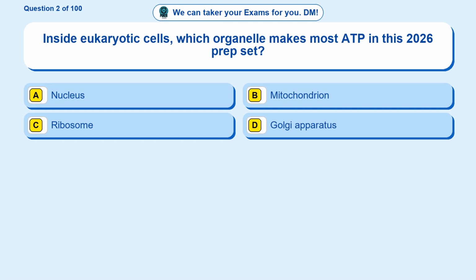Question 2. Inside eukaryotic cells, which organelle makes most ATP in this 2026 prep set? Option A, nucleus. Option B, mitochondrion. Option C, ribosome. Option D, Golgi apparatus. The correct answer is option B, mitochondrion.